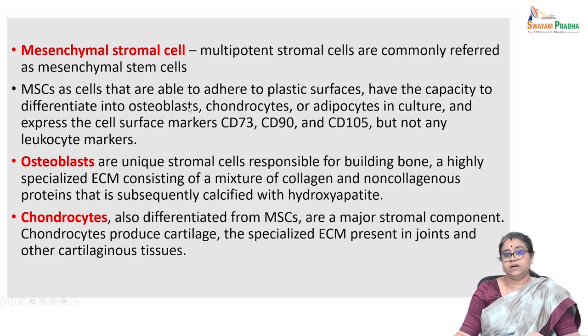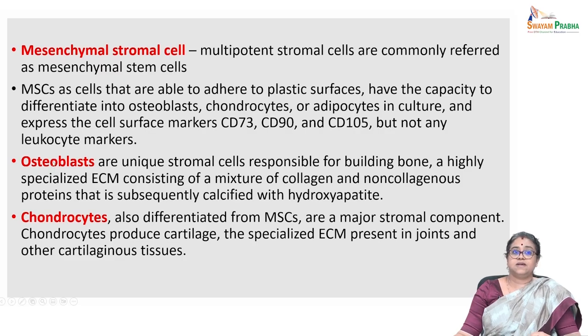Apart from the fibroblasts, you have the mesenchymal stromal cells. They are basically multipotent stromal cells, which are commonly referred to as mesenchymal stem cells. So they can very easily enter into the circulation. Now, the mesenchymal stem cells are cells that are able to adhere to plastic surfaces, and they have the capacity to differentiate into osteoblasts, chondrocytes or adipocytes in culture. Because they are stem cells, they can differentiate into any kind of cell based on the tissue of origin. If it is bone, it will be osteoblasts. If it's cartilage, it will be chondrocytes. And they express the cell surface markers CD73, CD90 and CD105, but not any of the leukocyte markers. So these CD73, CD90 and CD105 expressing cells are your mesenchymal stem cells, and they can be identified by flow cytometry if you use antibodies for these markers.